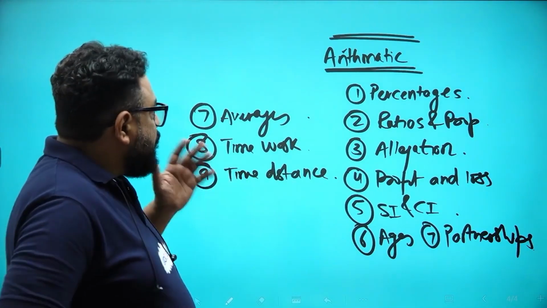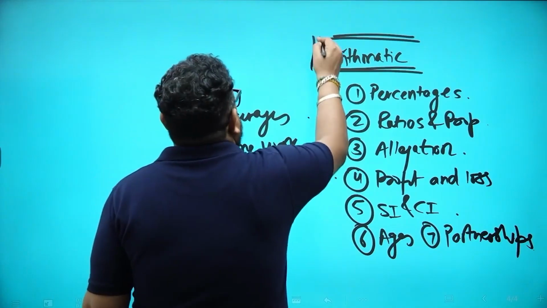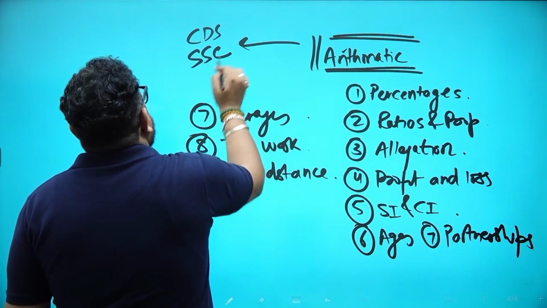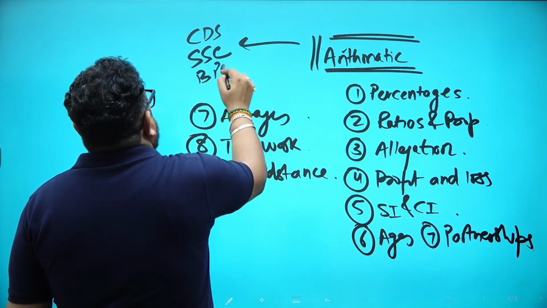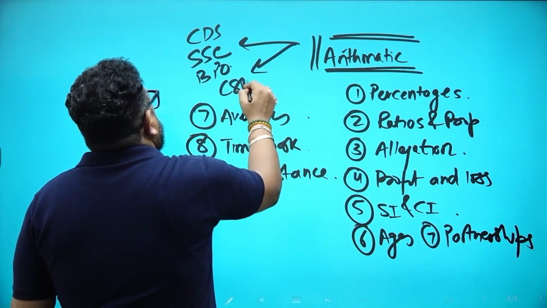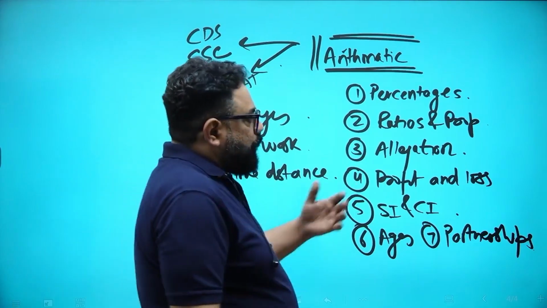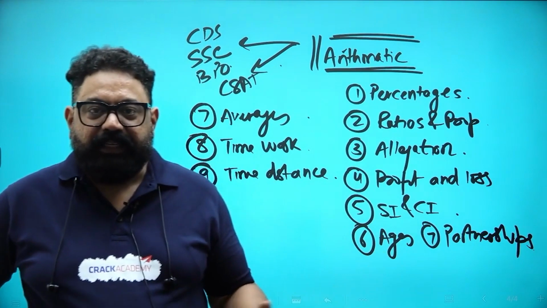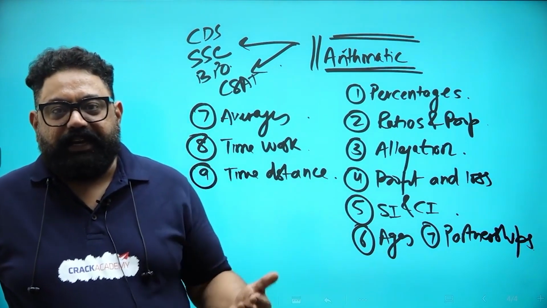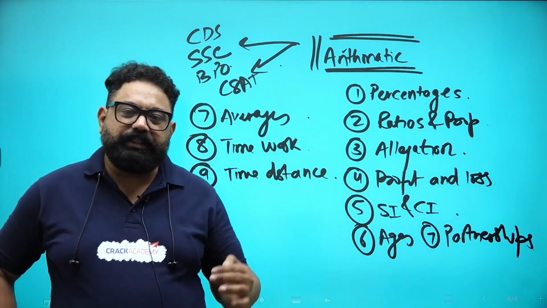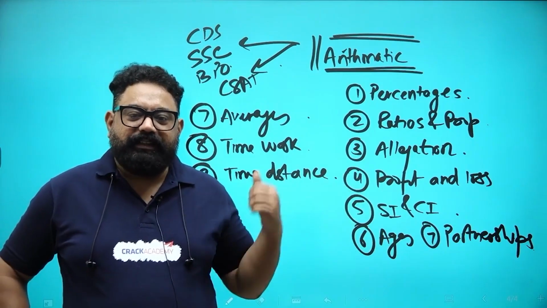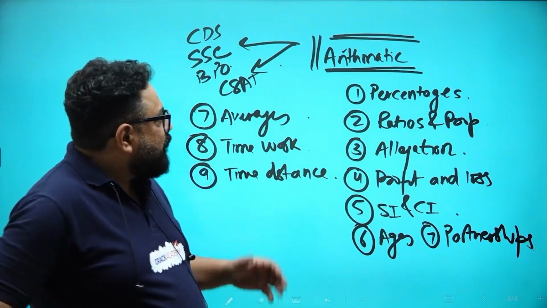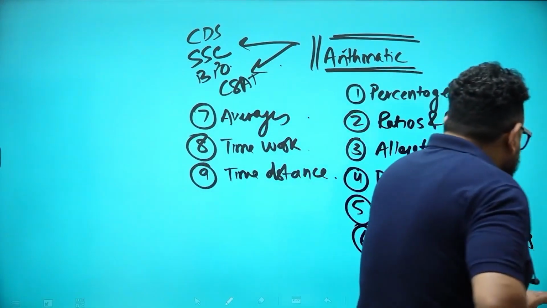Arithmetic is very, very useful when you appear for CDS or SSC or Bank PO or CSAT, right? This course also caters to a lot of management exams, that is MAT, right? But again, if you are appearing for CAT or SAT, you require a level which is much, much higher than the teaching that we are going to impart over here. Okay. So then, sir, what is left?